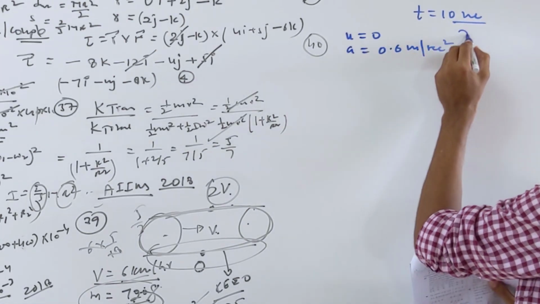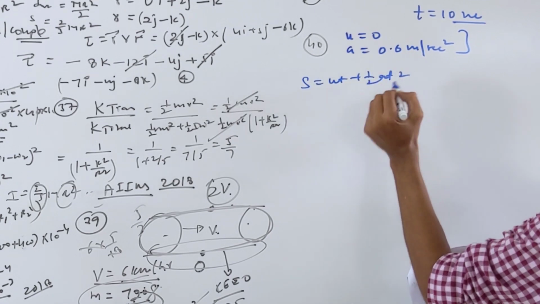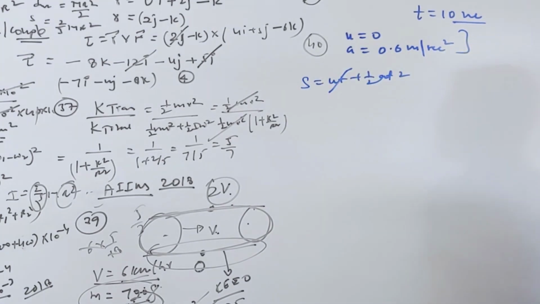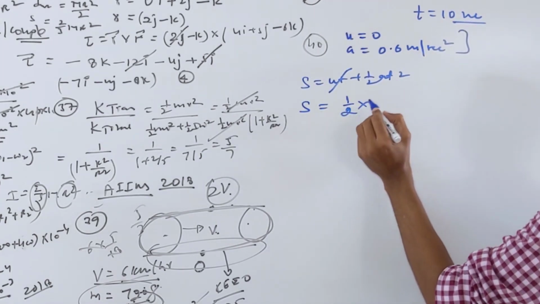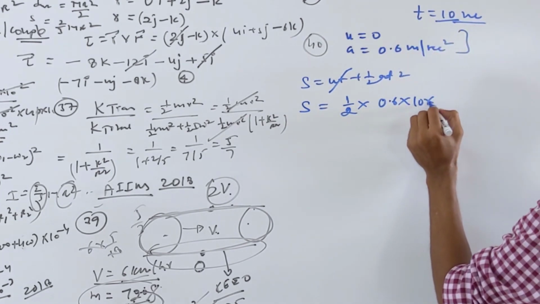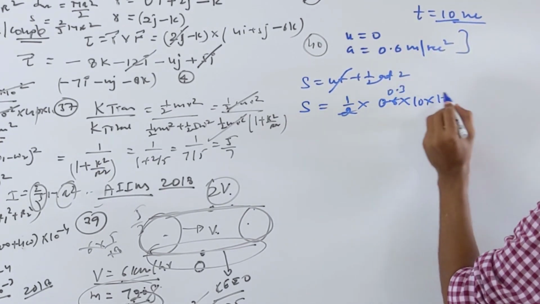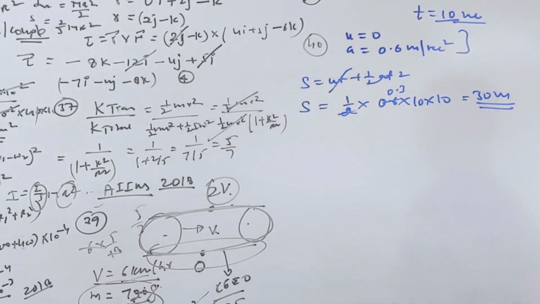Let's calculate the total distance traveled. S will be ut plus half at square. The initial velocity is given as 0. So S becomes half, acceleration given is 0.6 and time given is 10, 10 into 10, so this becomes 0.3 times 100, which goes to 30 meter. That's the distance traveled.